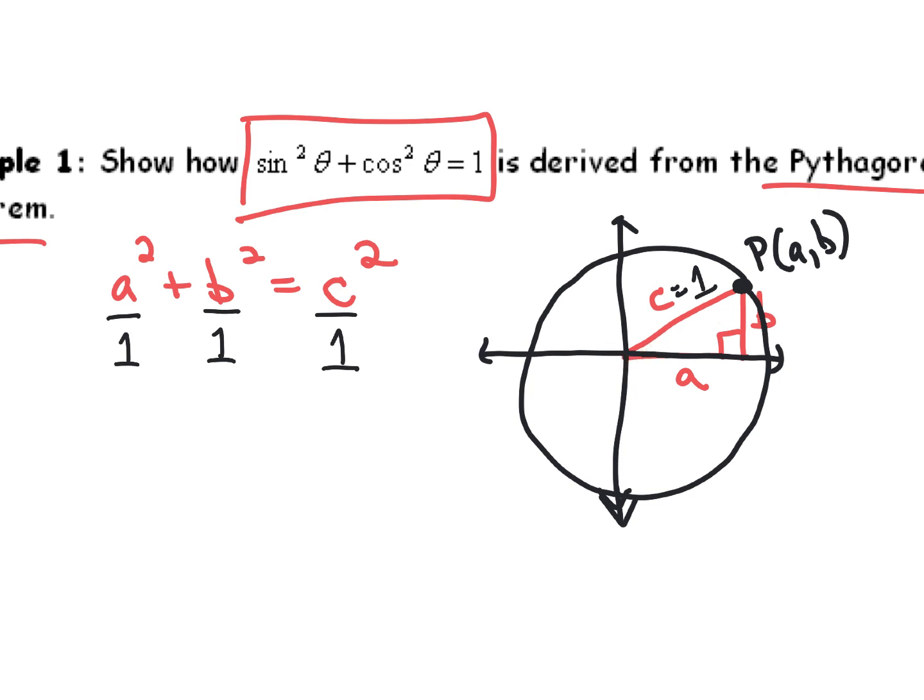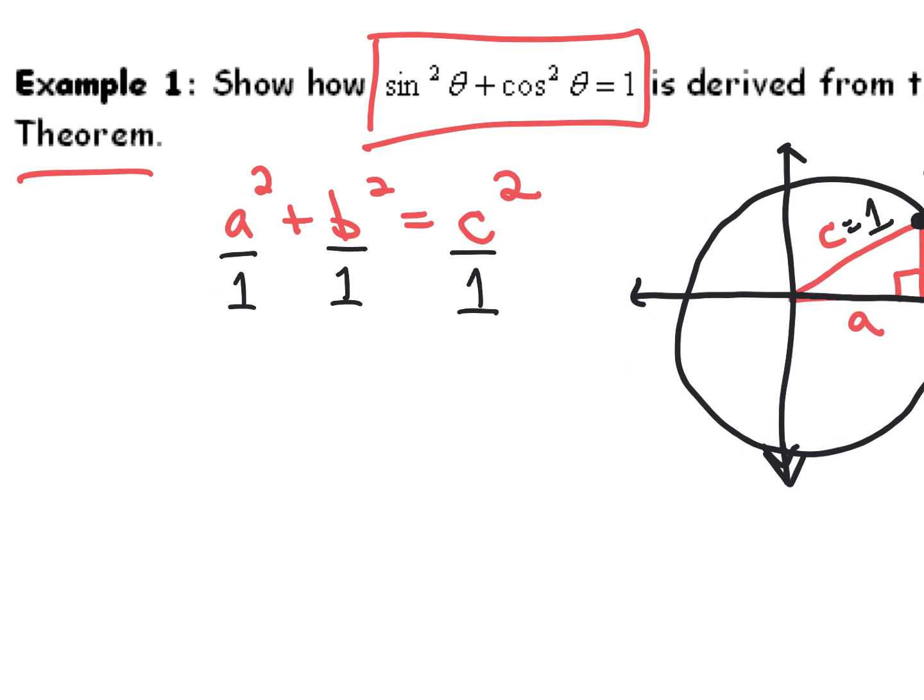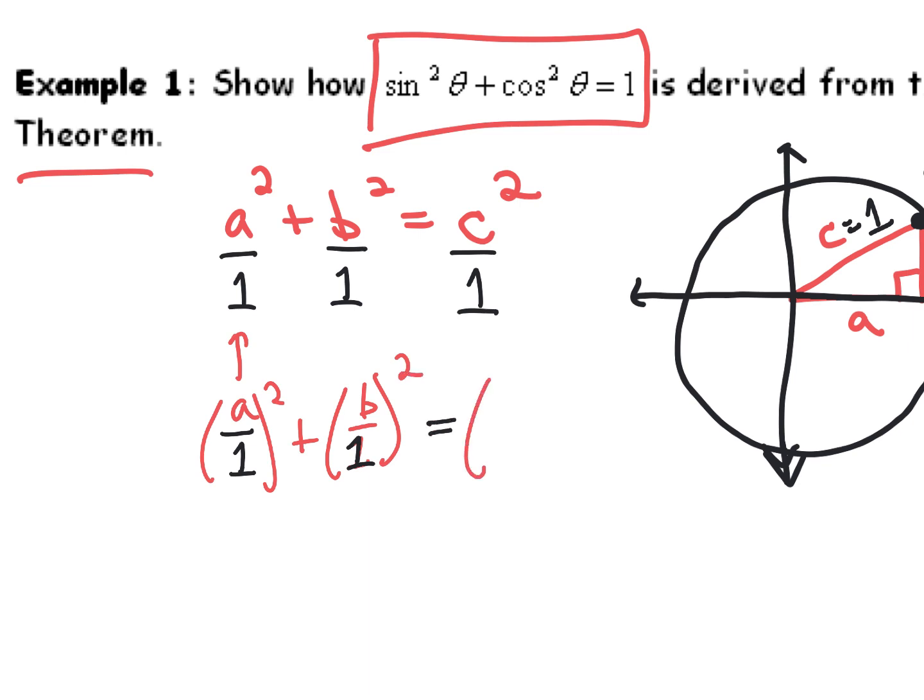So if I rewrite this, a squared over 1, using my quotient property of exponents, you got a over 1 squared plus b over 1 squared equals c over 1 squared. I grabbed the wrong tool, sorry, that was supposed to be red. I'm on a color challenge today.